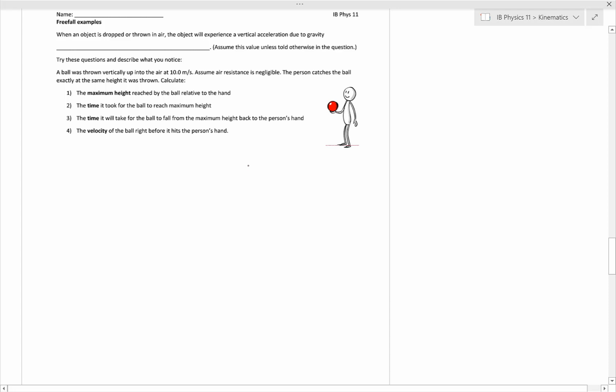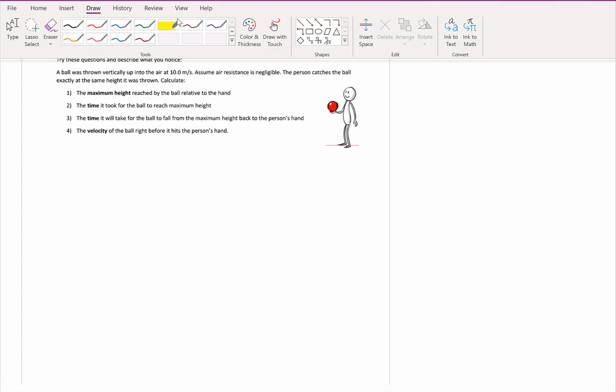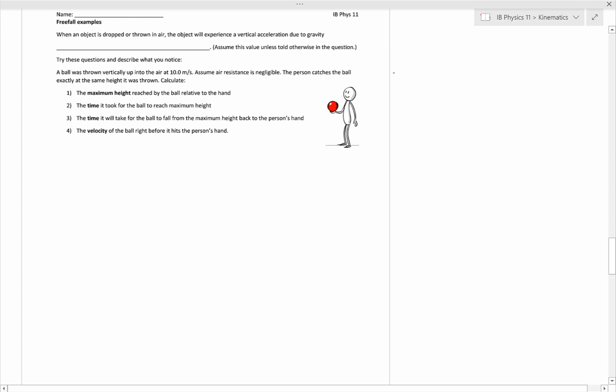The key thing about free fall is now you have an object in the air. If it's in the air, no contact with anything, the key thing that it will experience is acceleration due to gravity in the vertical direction. So we need to account for that when we solve these problems.